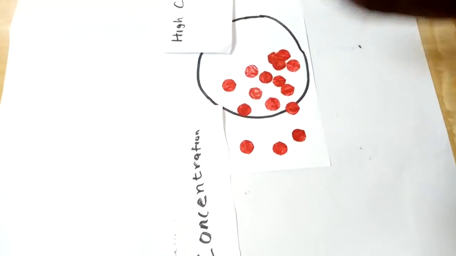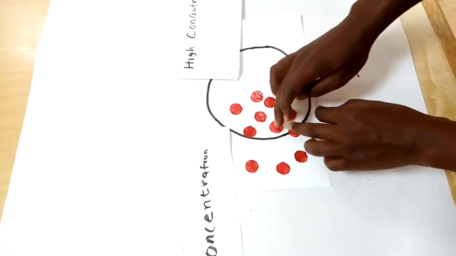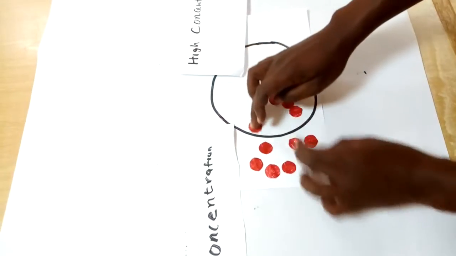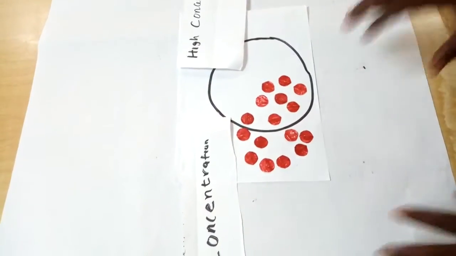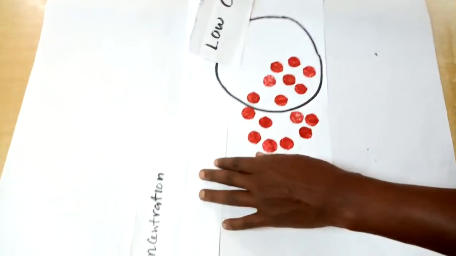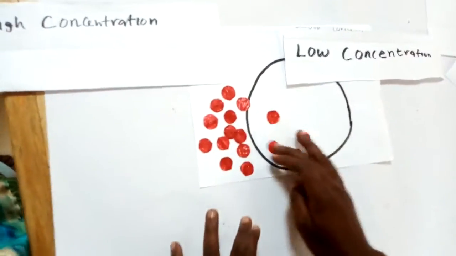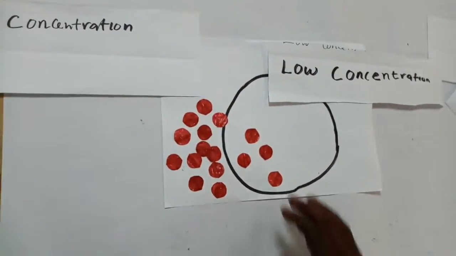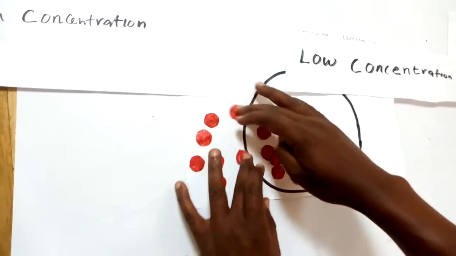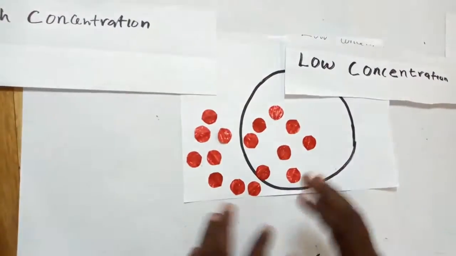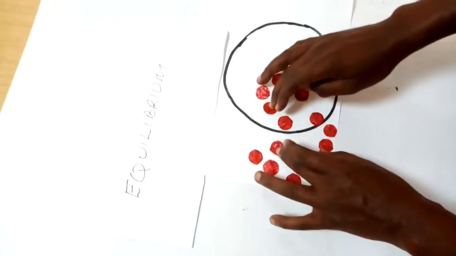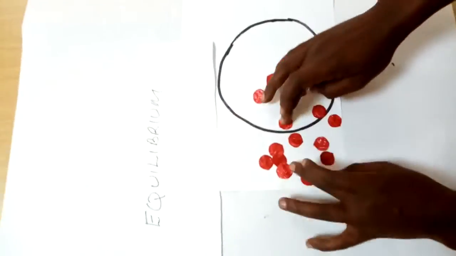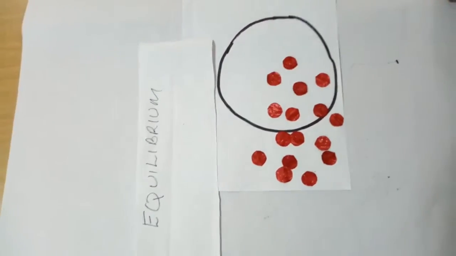For the case where particles are in higher concentration, we expect them to move to the area where they are in low concentration until an equilibrium is reached. The same can occur in reverse, where the solution outside the cell has a higher concentration of the particles than inside the cell. In the same way, particles will move across into the cell until equilibrium is reached. At equilibrium, the particles are bound to move freely in and out of the cell.